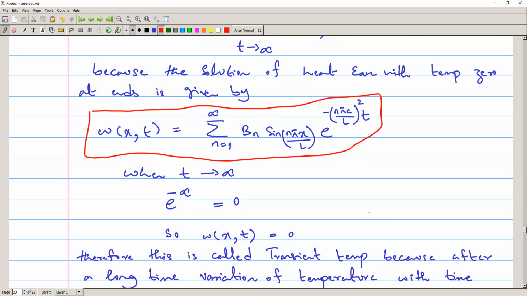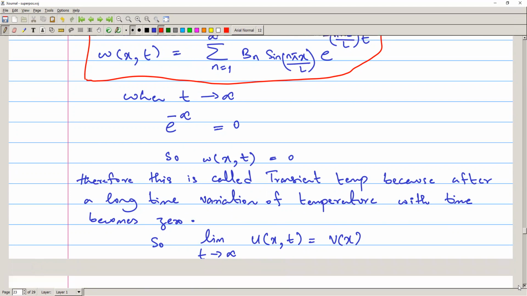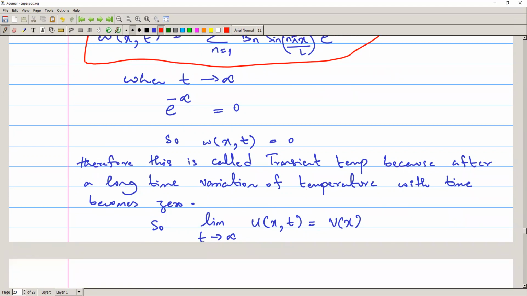And we can see that here when t tends to infinity, the exponential power infinity is equal to 0. So w(x,t) will be equal to 0, right? Therefore, this is called transient temperature because after a long time, the variation of temperature with time becomes 0, right? So here we have written that the limit as t tends to infinity, u(x,t) will be equal to v(x) because w(x,t) will be equal to 0, right? So this basically is the steady state solution, right?